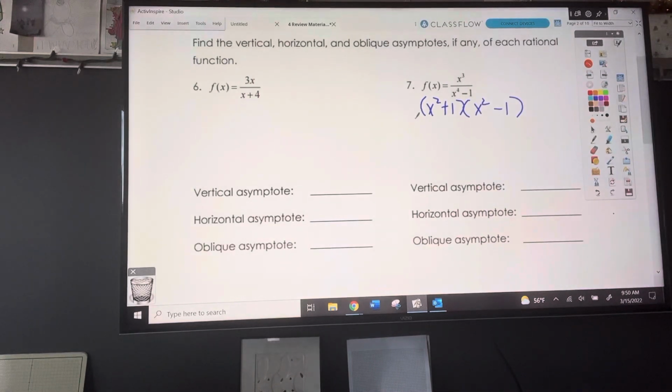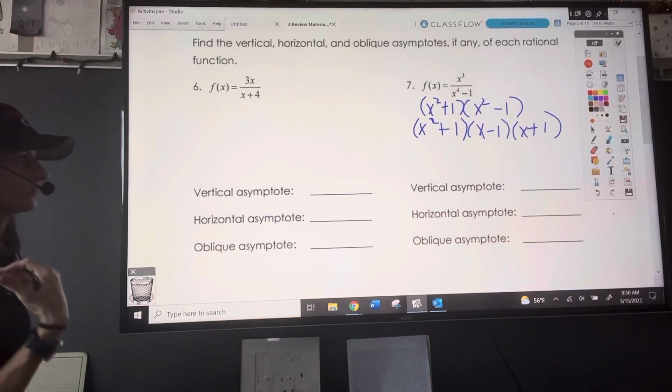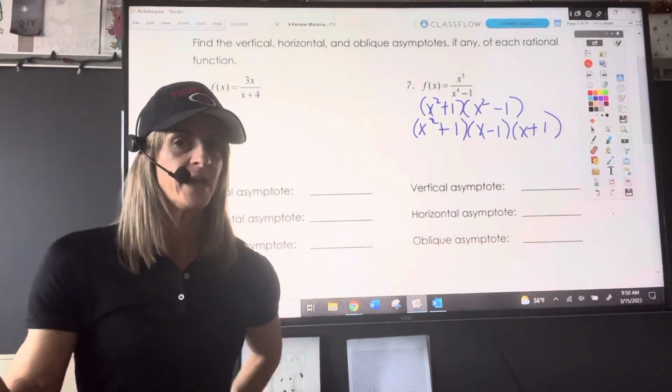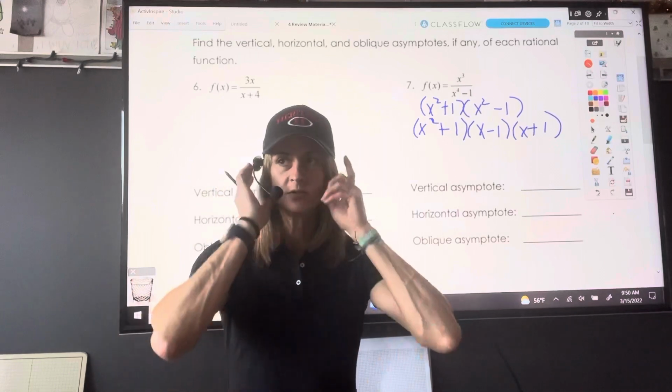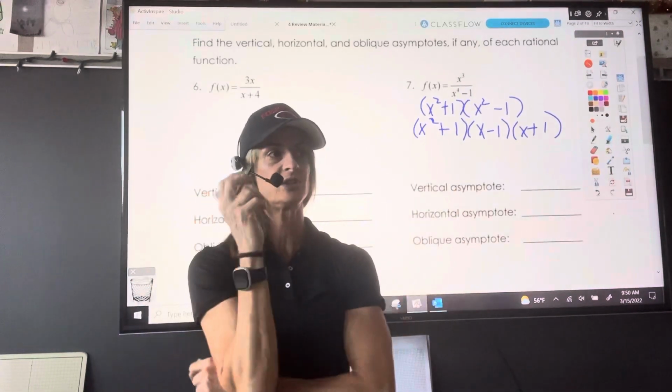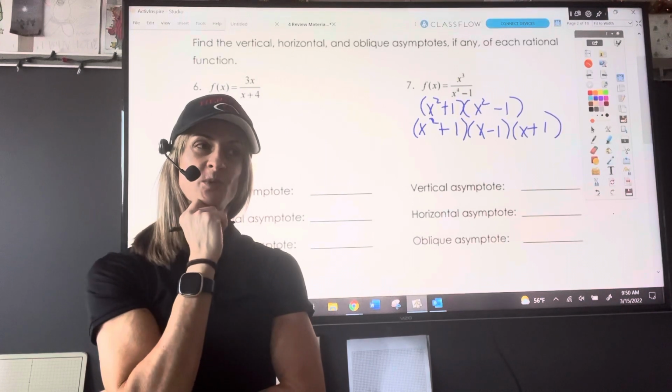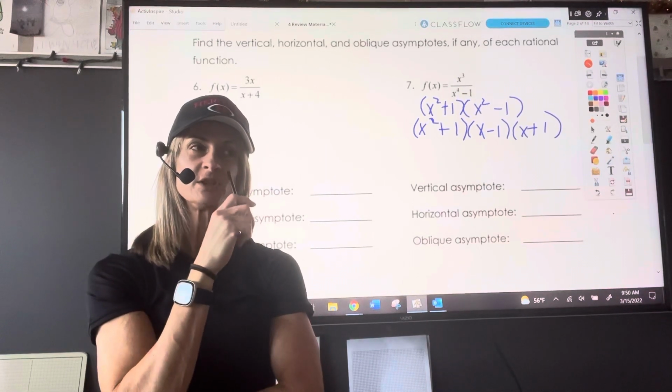So I'm going to rewrite this, and I'm still just in the denominator. X squared plus 1, x minus 1, x plus 1. Is everybody okay with that factoring? Why I didn't factor the x squared plus 1? Any questions about just factoring in general? We haven't done a lot of factoring, and we haven't done factoring in a while, and you pretty much didn't learn factoring last year. So the last time you saw factoring was Algebra 1. No questions on factoring?